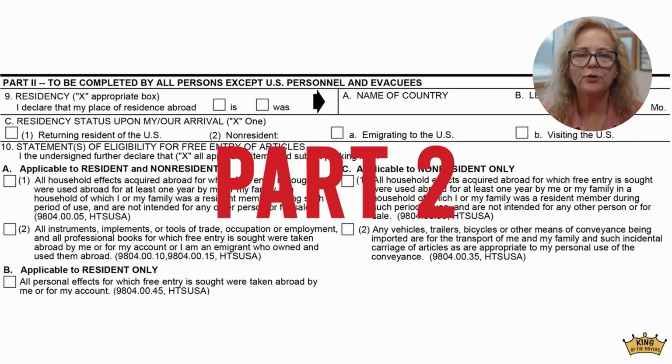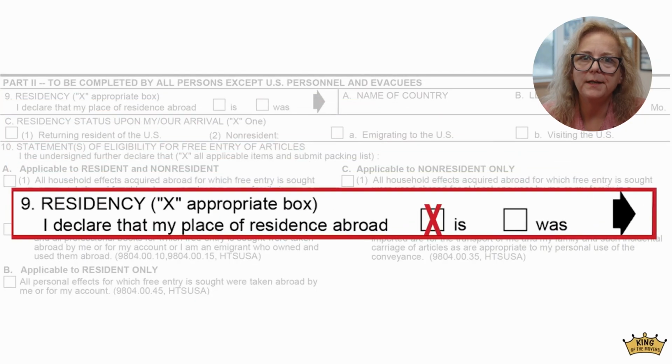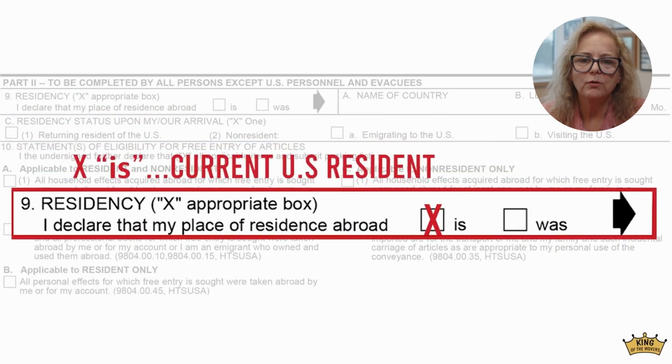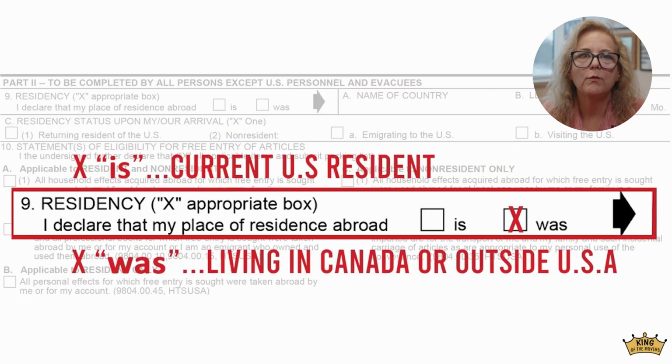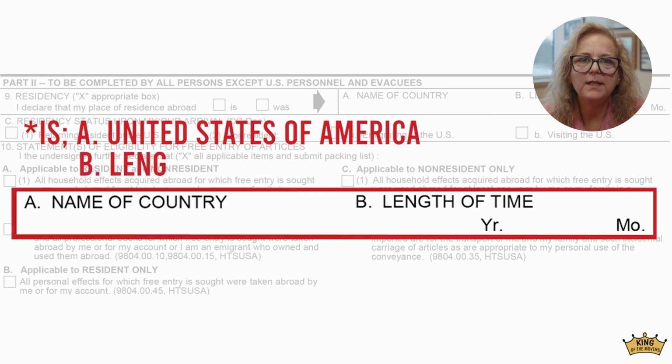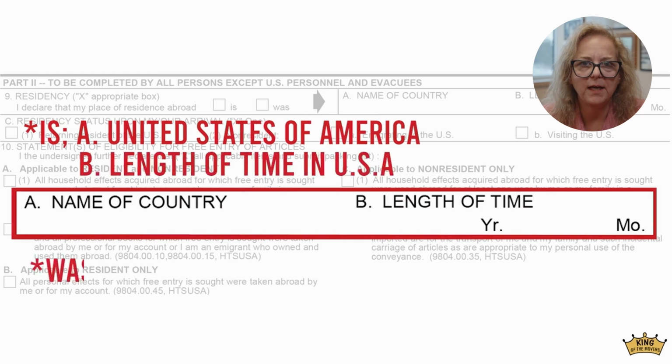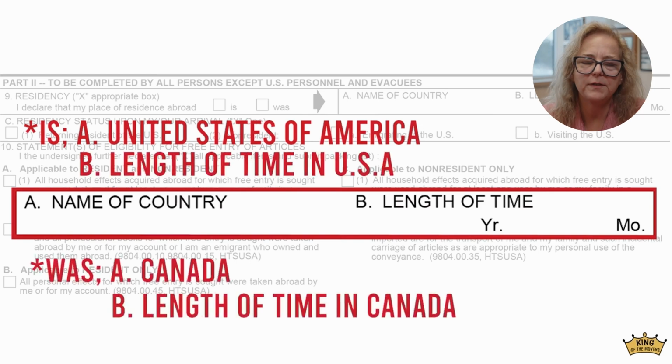So part 1 was more about personal information. Part 2 is more about your status upon arrival in the United States. In part 2 is where you would indicate any status information. So if you're going to the United States on a work permit, it's important that you indicate that your residency abroad was Canada, and you would indicate the number of years you've lived in Canada. If you've been here your whole life, it's simply the number of years and months of your age.